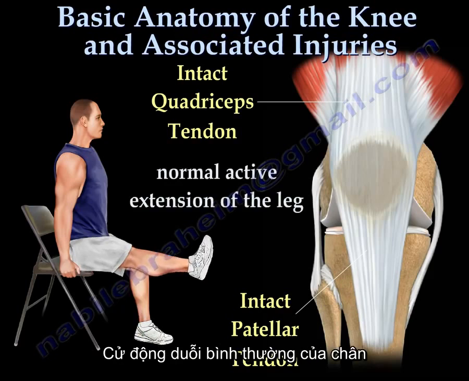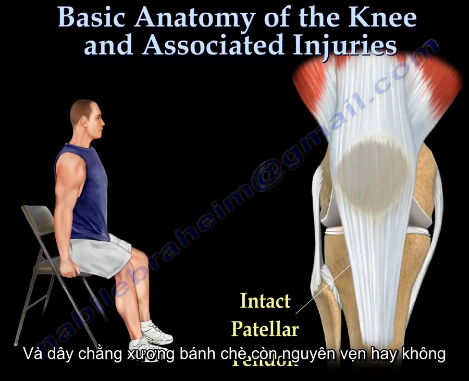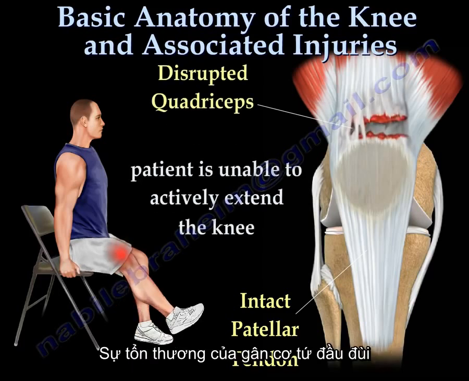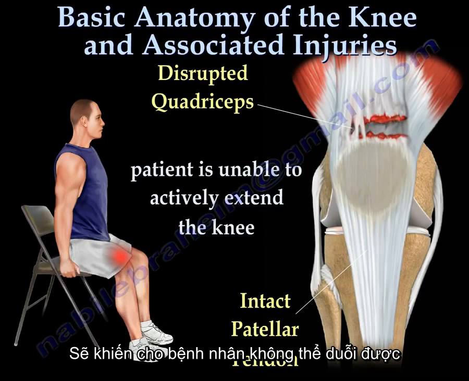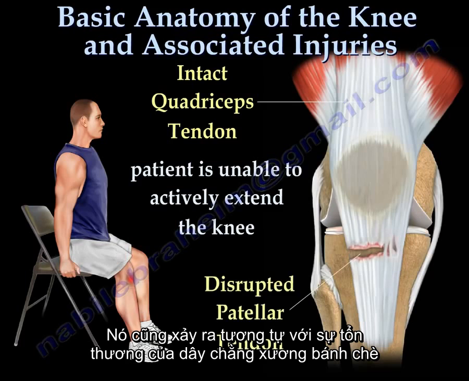Normal active extension of the leg is dependent upon both the quadriceps and patellar tendon remaining intact. Disruption of the quadriceps tendon will leave the patient unable to actively extend the knee. The same result occurs with the disruption of the patellar tendon.